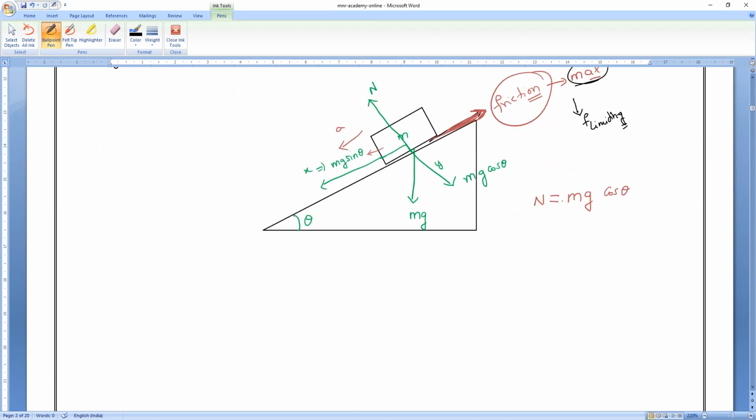Do you understand? For example, if this object is kept like this, is it possible to slide over?